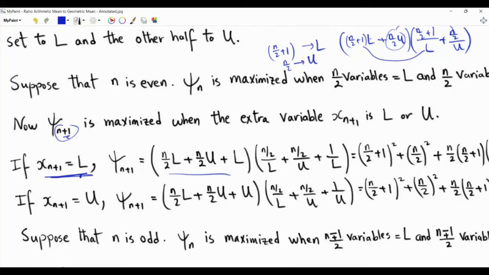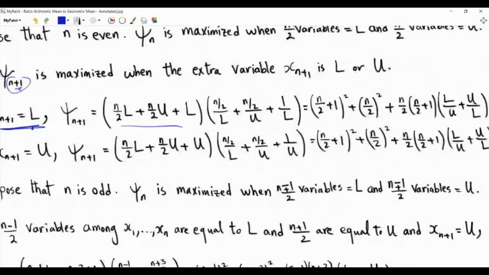or vice versa. Now, what if n is odd? If n is odd, about half of the variables will be L and the others u. So we can take n minus 1 over 2 variables to be L. If we have n minus 1 over 2 variables that are L, then we have n plus 1 over 2 variables that are equal to u. And if we have n plus 1 over 2 variables that are equal to L, then we have n minus 1 over 2 variables that are equal to u.